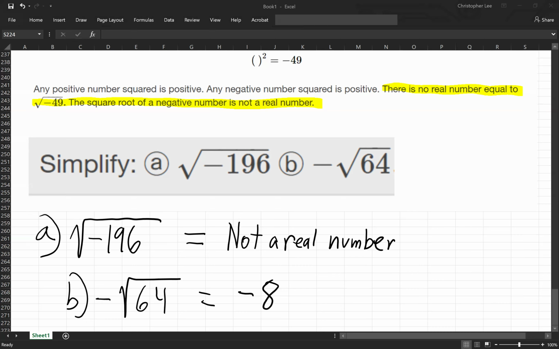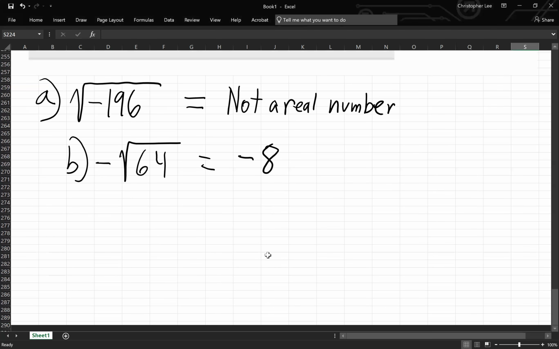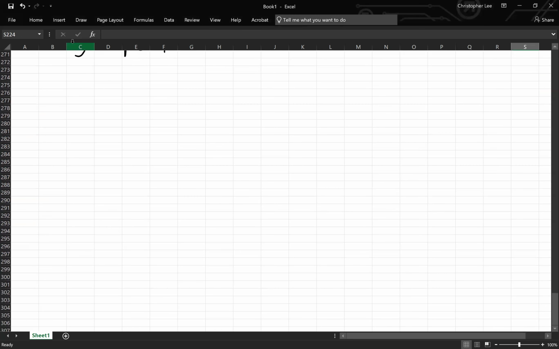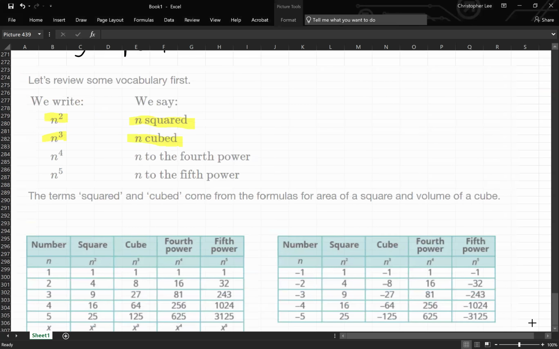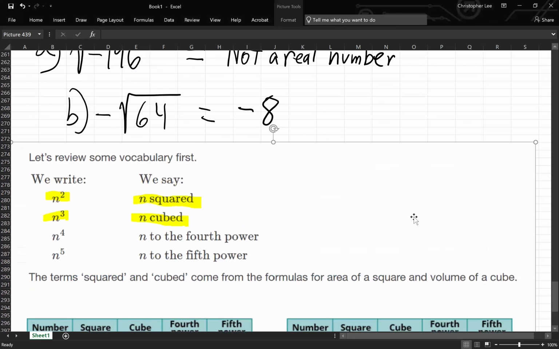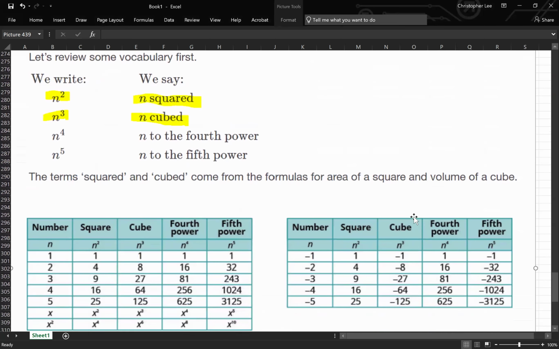All right, I need y'all to bear with me for a second with this next one. We're just building some vocabulary here. Just got to build some vocabulary. All right. So we're going to review some vocabulary.